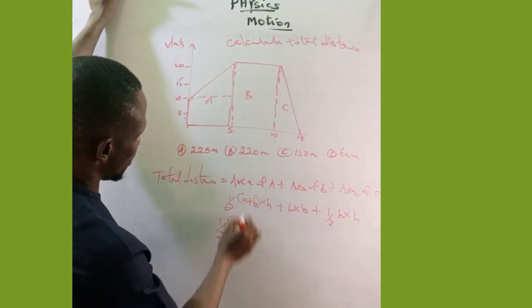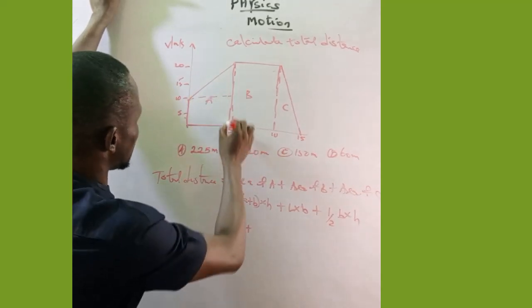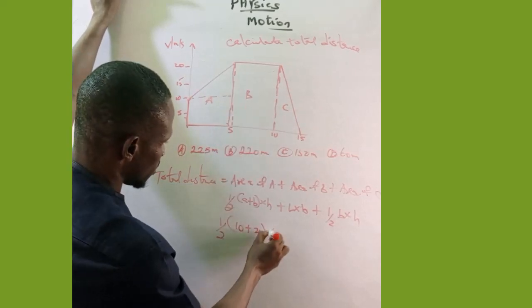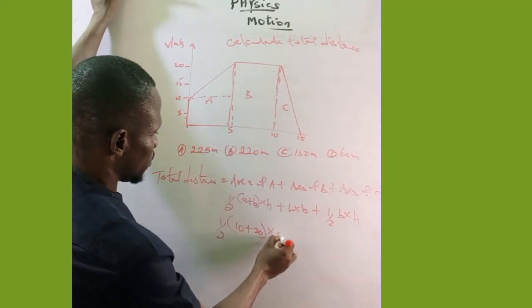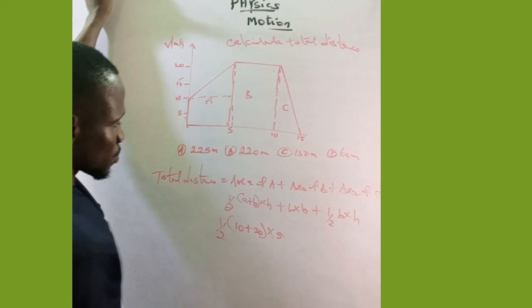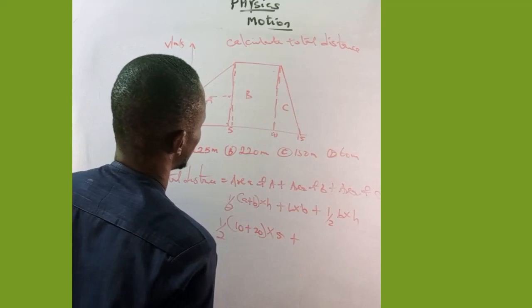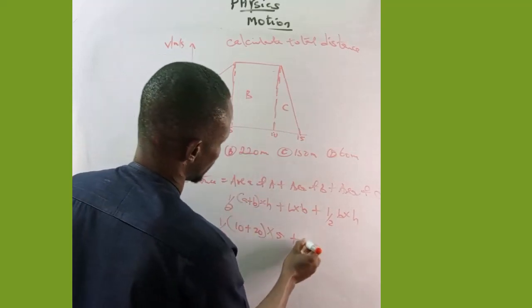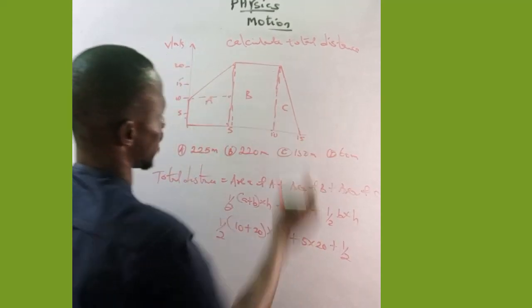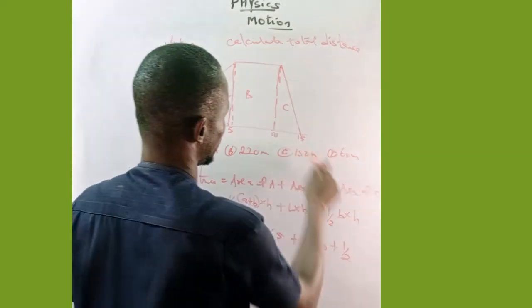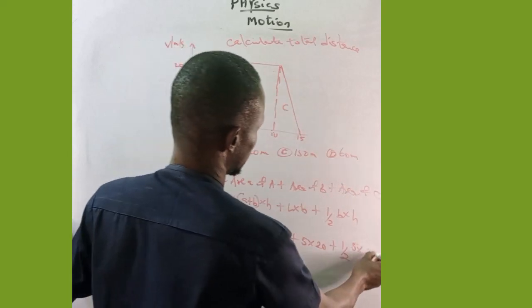So here is half times the first base, here to here, which is 10, plus the second base, here to here, which is 20, times the height, here to here, which is 5. Plus the rectangle: the length, from here to here, 5 to 10, is 5. Here to here is the breadth, which is 20. Plus the last one, half base times height. The base, 10 to 15, is 5. The height, from here to here, is 20.